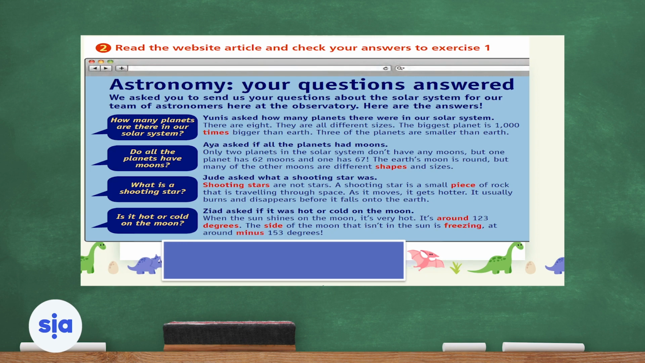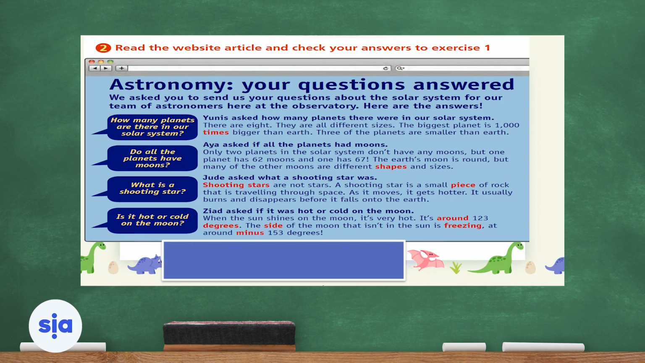Is it hot or cold on the moon? Ziad asked if it was hot or cold on the moon. When the sun shines on the moon, it's very hot. It's around 123 degrees. The side of the moon that isn't in the sun is freezing. It is around minus 153 degrees.